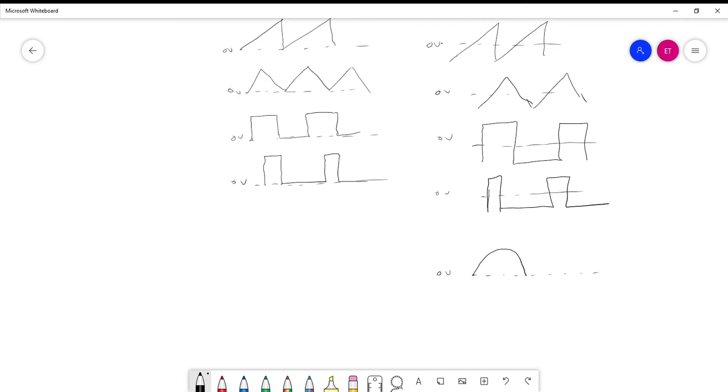And then it's going to increase rapidly in the negative direction and then slow down. So there, that's a sine wave. In this case, I drew an example of an AC sine wave.